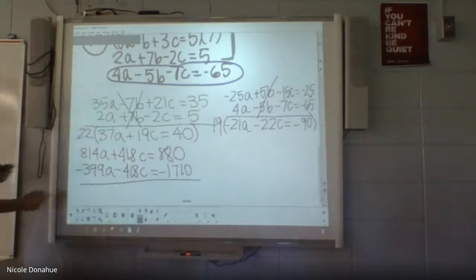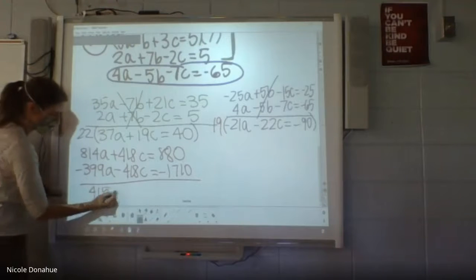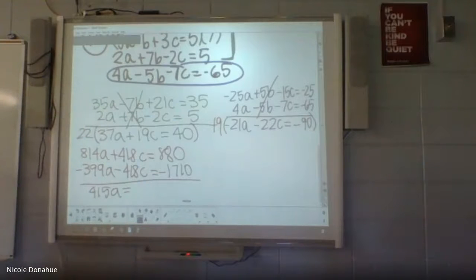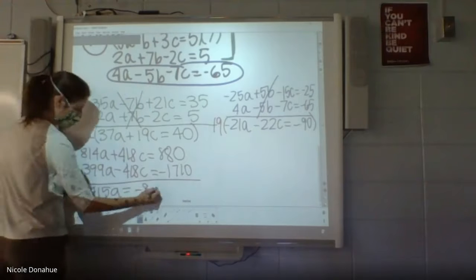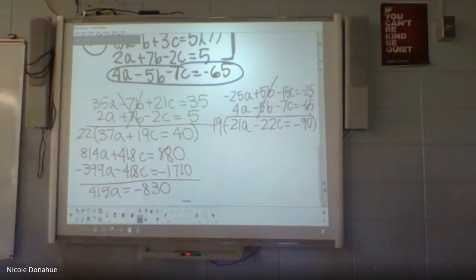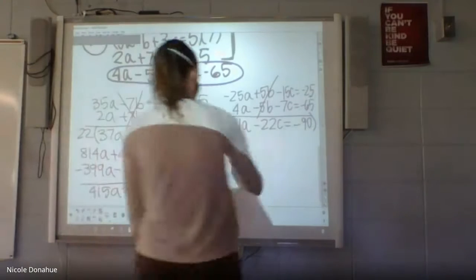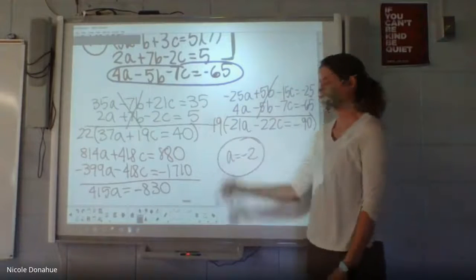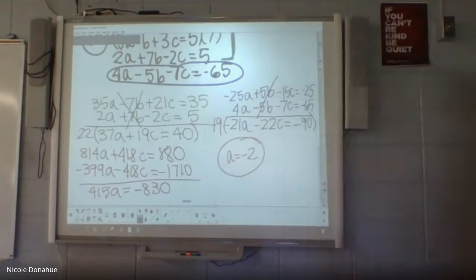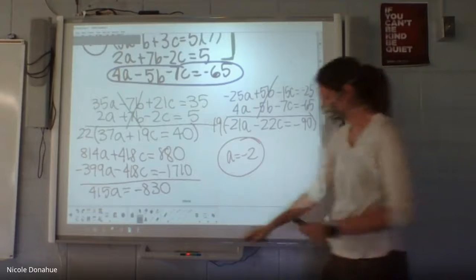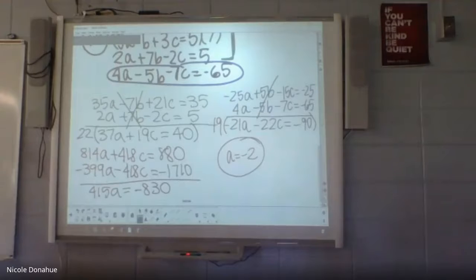This is why we have calculators. I'd be really sad if this doesn't work out. Oh, no, it does. A is -2. Dang. Alright. I won't give you a problem with numbers that bad.